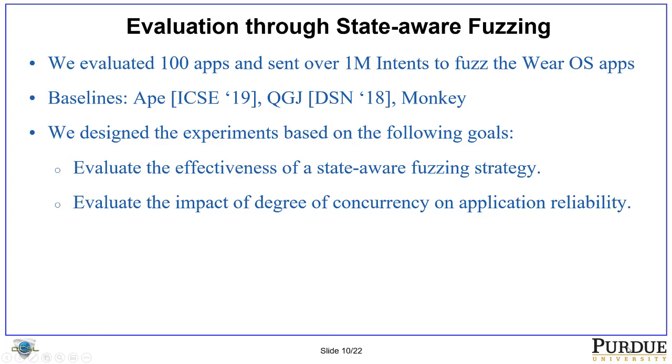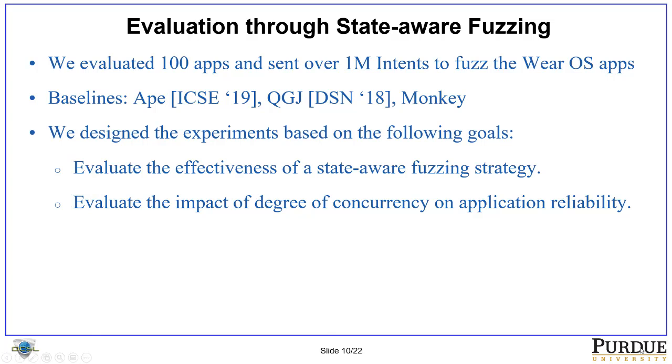We designed our experiment based on the following goals. First, we evaluate the effectiveness of our approach against a state-agnostic strategy. For the second one, we wanted to evaluate the impact of the degree of concurrency on the overall reliability of the application. Here, we hypothesize that by altering the global state of the device, that means how many and which sensors are activated, we can lead to different failure manifestations.